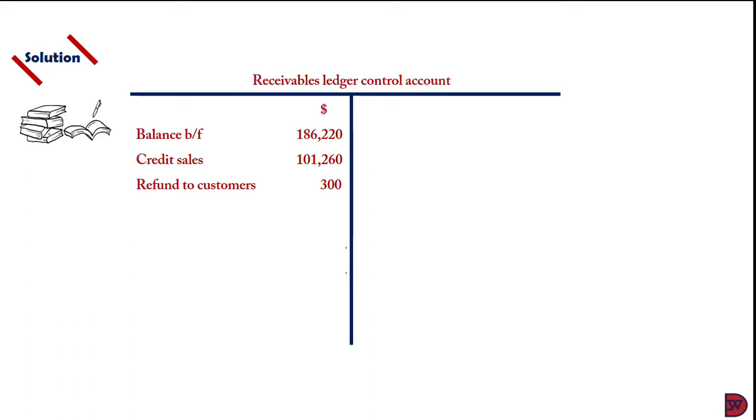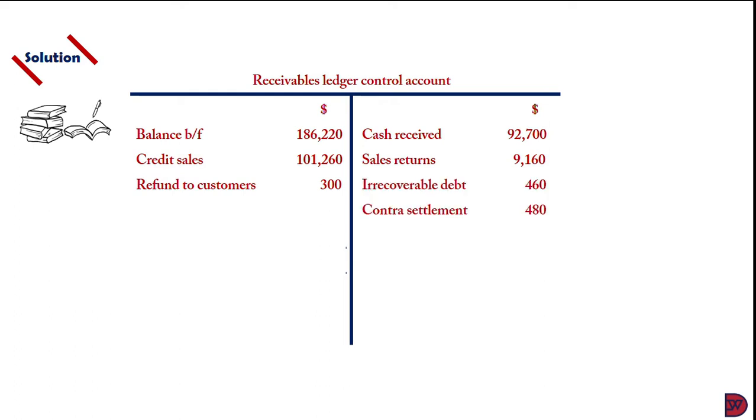We move to the credit side. Cash received, that is 92,700. Sales returns, 9,160. Irrecoverable debts, 460. Contra settlement, 480. The same figure will be debited to the payables ledger control account.